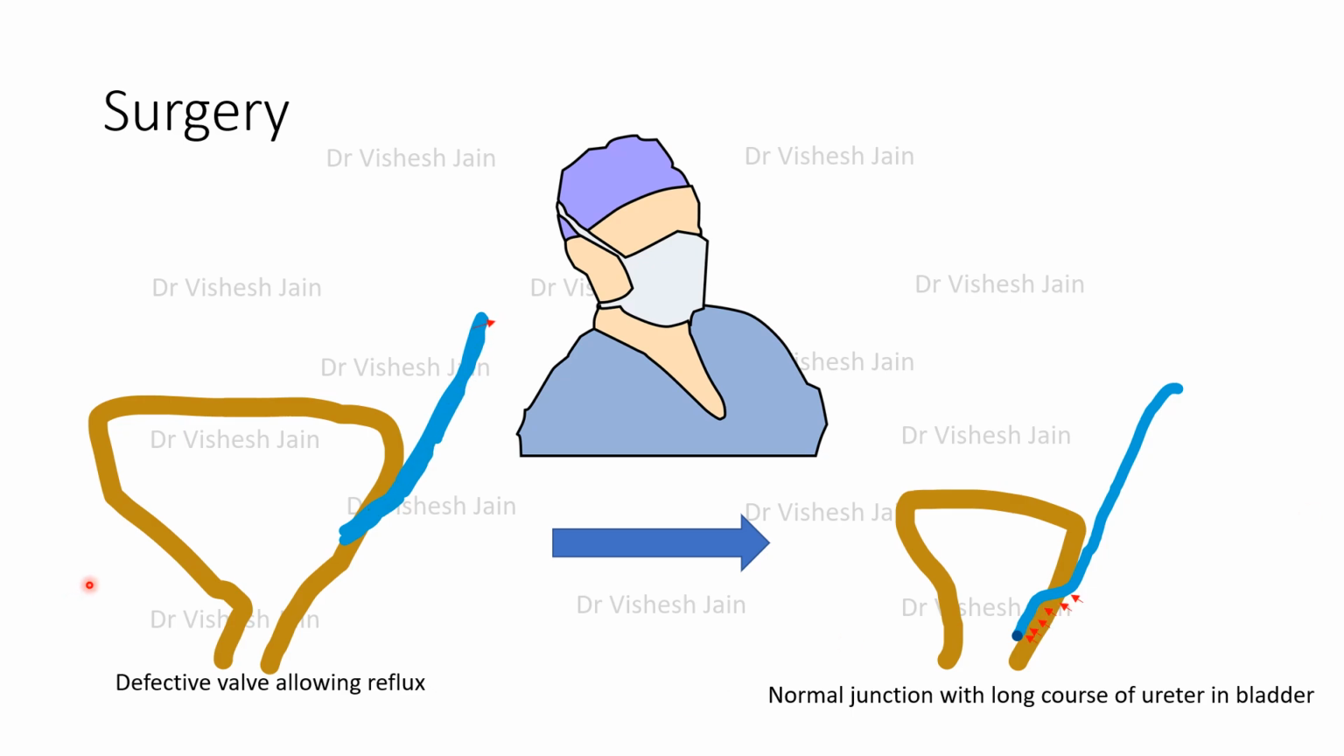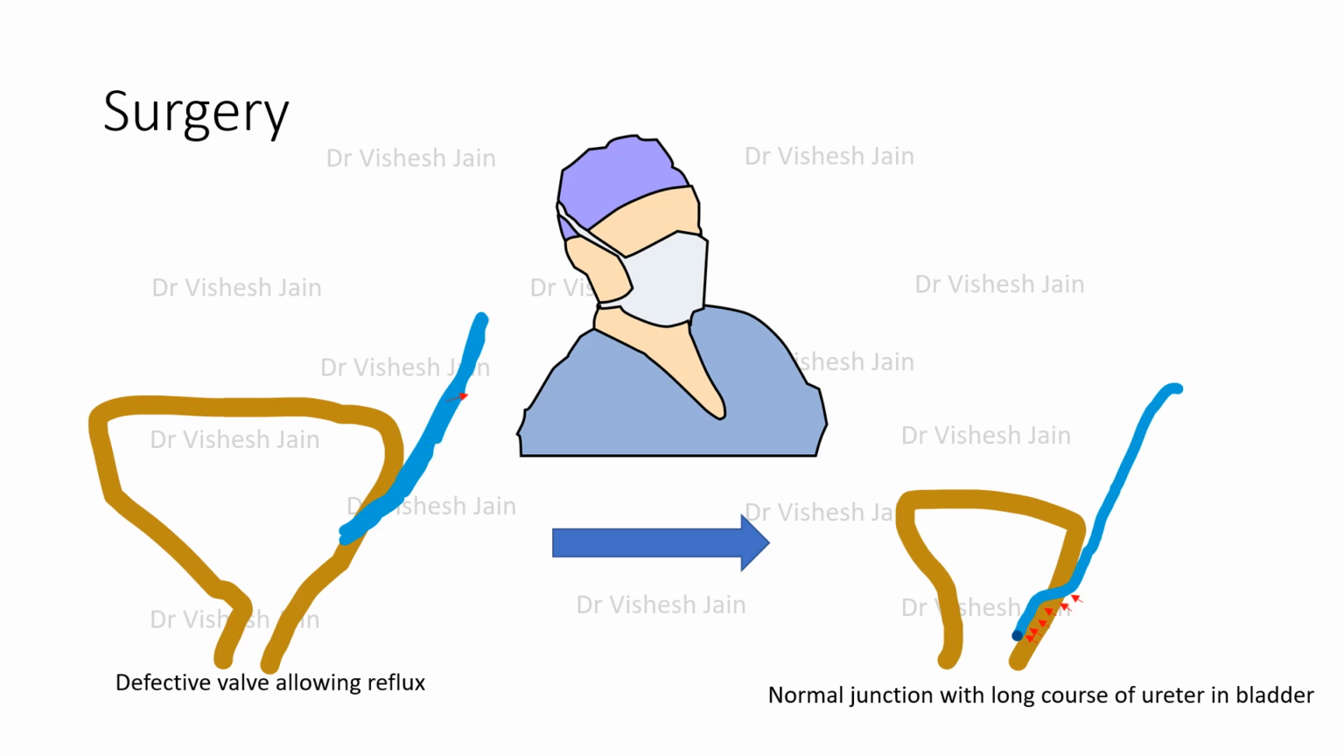There are a number of surgical procedures that have been described, but the aim of all the surgical procedures is to recreate a valve-like mechanism at the junction of the ureters and the bladder so that the urine cannot go up the ureters. It would involve again changing the course of the ureter, that is, the ureter is disconnected and reimplanted into the bladder in a manner that it again has a tunnel-like course through the bladder wall.